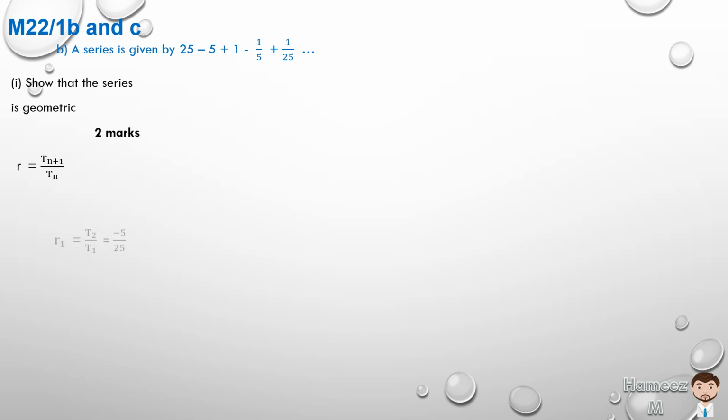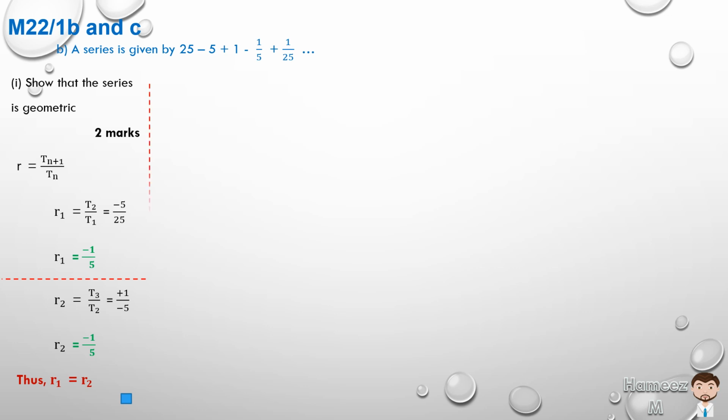So if we use r1 is equal to t2 over t1, which is minus 5 over 25. Therefore, r1 is equal to minus 1/5. And we use r2 as a common ratio between the third term and the second term, and we substitute 1 over minus 5. So r2 works out to be minus 1/5. Therefore, the common ratio remains the same. r1 is equal to r2. So we've proven that it's a geometric series.